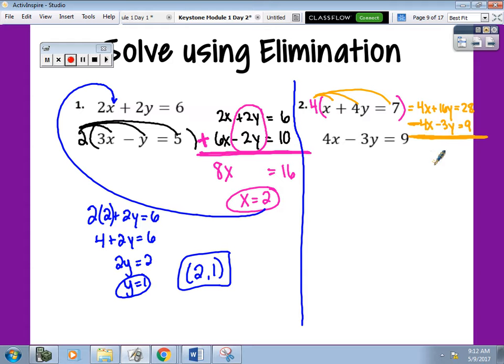Now be careful. 16 minus a -3. Minus a negative becomes a positive. So this would really be 16 plus 3, which is 19y. And then 28 minus 9 is 19. Divide and we get y is 1.